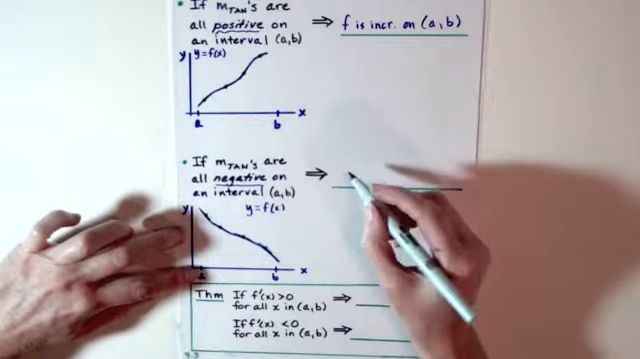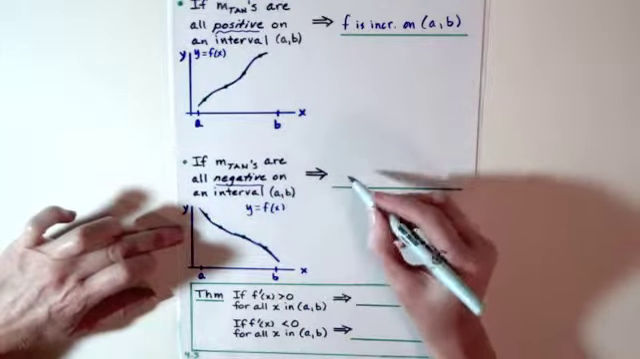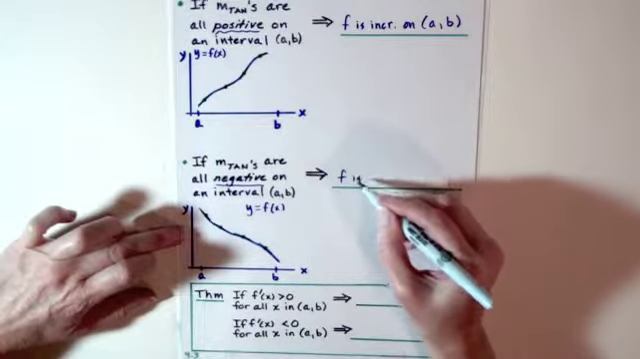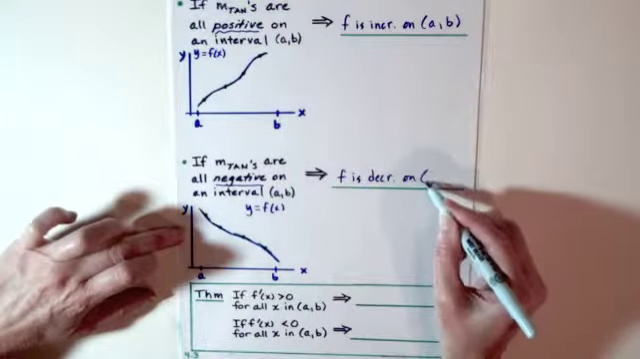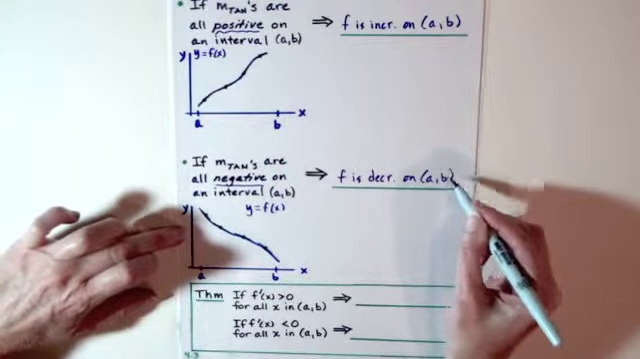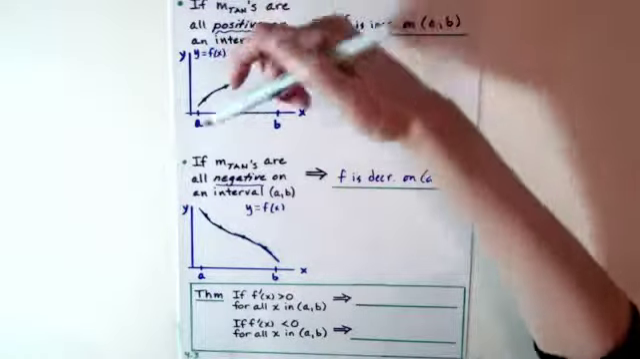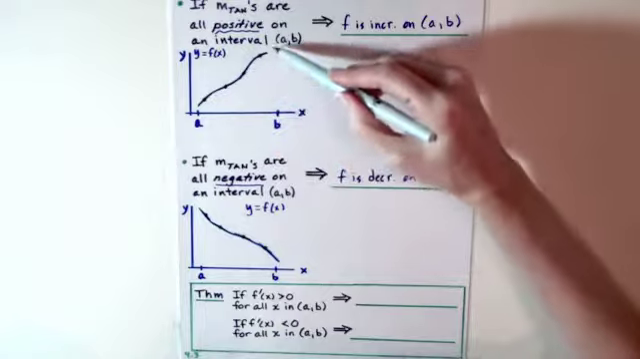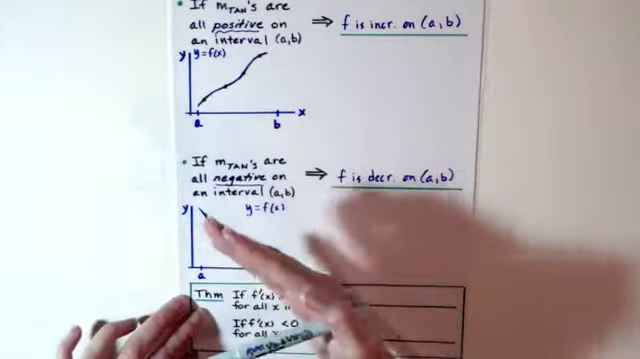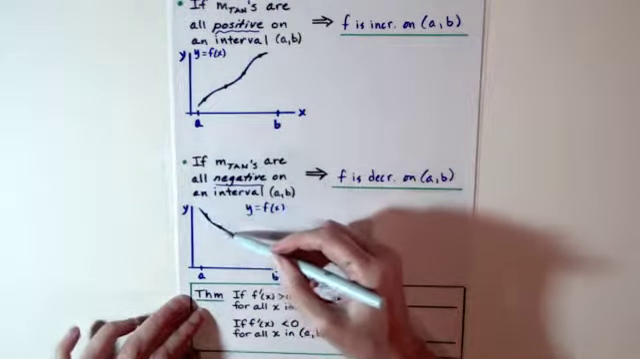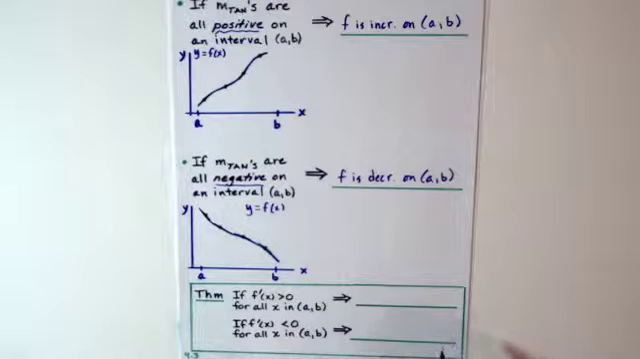So I'm just going to write that in here. If the tangent lines are all negative on the interval from a to b, it means my function must be decreasing on the interval from a to b. So I hope that kind of makes sense intuitively. Positive tangent lines, well, the only kind of function that could have positive tangent lines would be one that's increasing. Negative tangent lines, well, the only kind of curve that could have negative tangent lines would be one that is decreasing. So let's summarize that in a little theorem here.